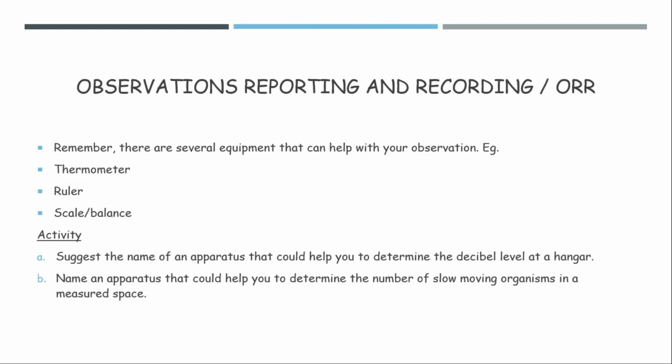Remember, there is several equipment that can help with your observation. And here we have listed 3. You could name them for me. The first is the thermometer. Second is the ruler. Third, scale, or one might say balance. Wonderful.